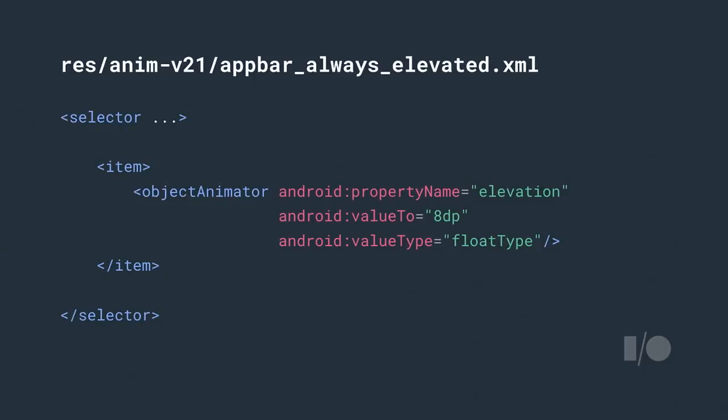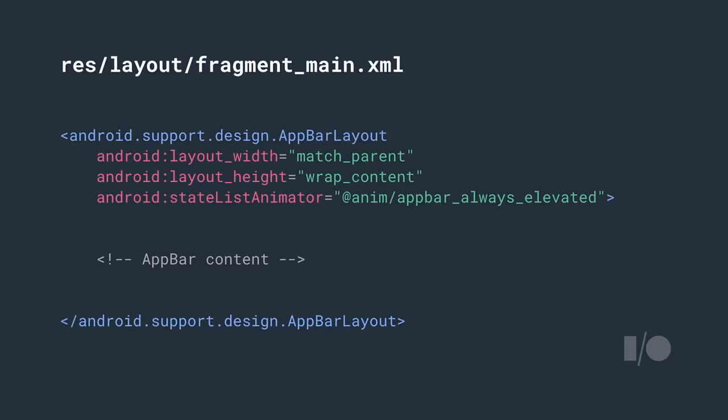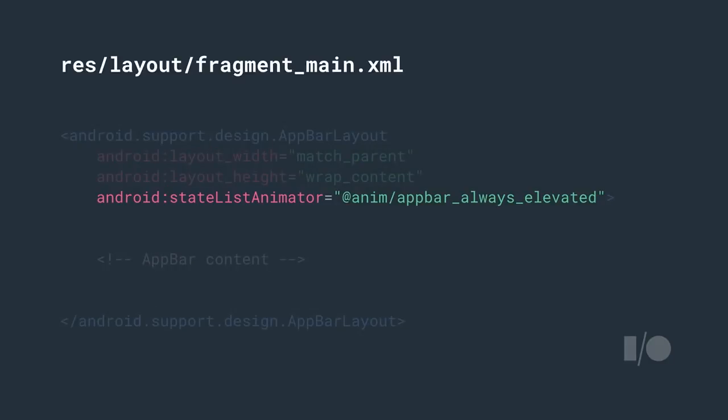Now, if you think back, there was that third scenario, which we don't currently support. That's a really simple stateless animator. It just has 1 item, so it doesn't even look at the states, and it just sets the elevation to 8 dip. So that's all it does. To actually use this, you just set the stateless animator tag on your layouts, pointing to whatever stateless animator you want.